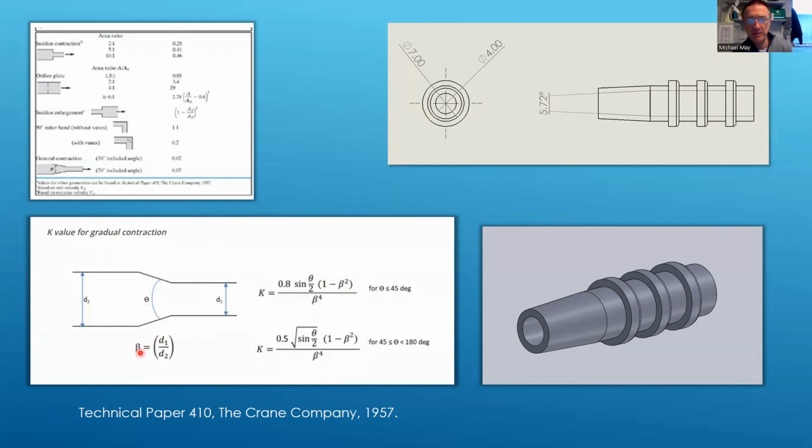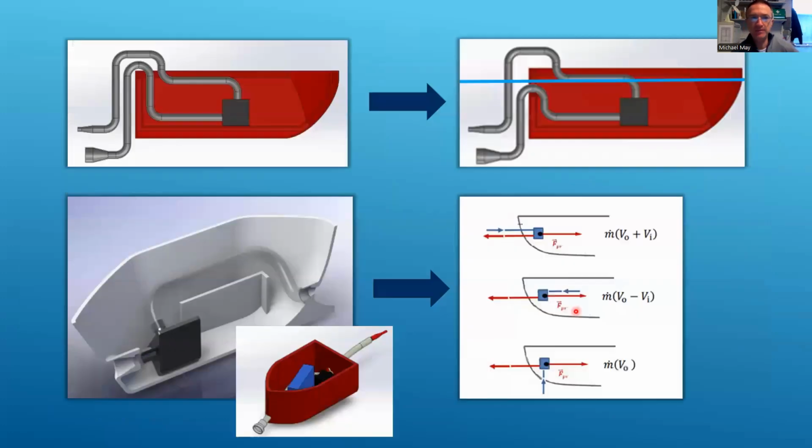So the beta value is the ratio of your diameters. So you're going from maybe an 8 mil diameter tubing down to possibly a 6 mil or a 4 mil here. And then the theta is your included angle here. So it should be handy enough to calculate a K factor for your nozzle. Then you draw it up and you can print it on the 3D printers.